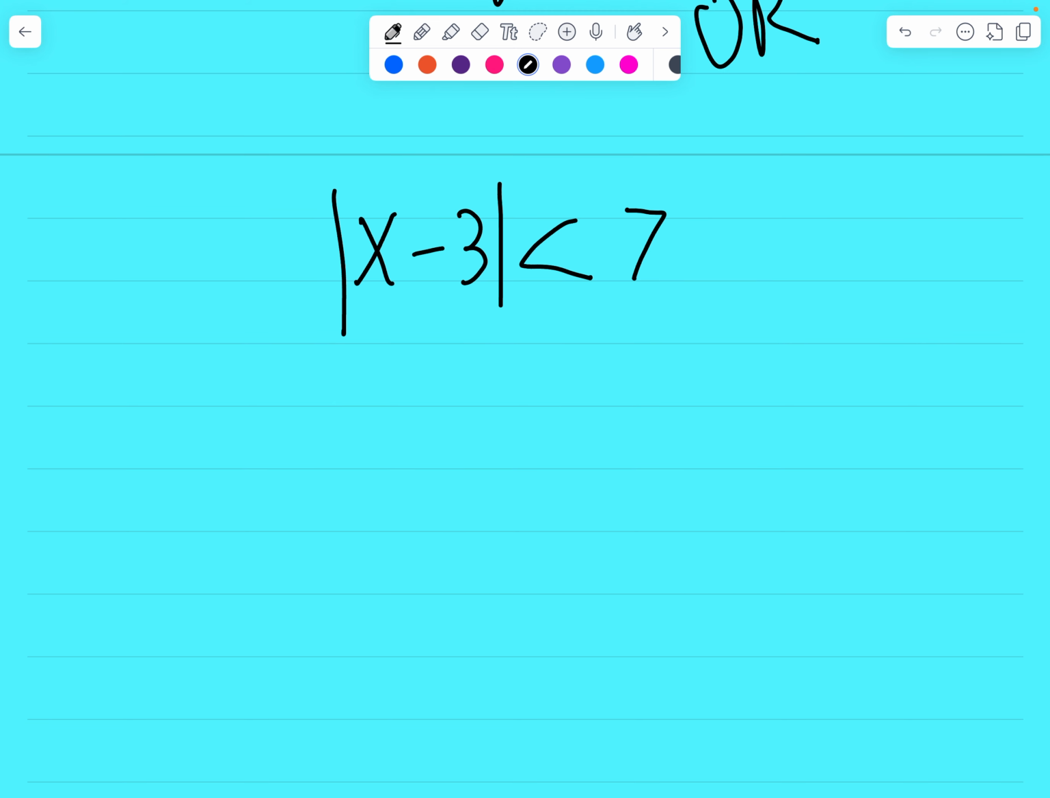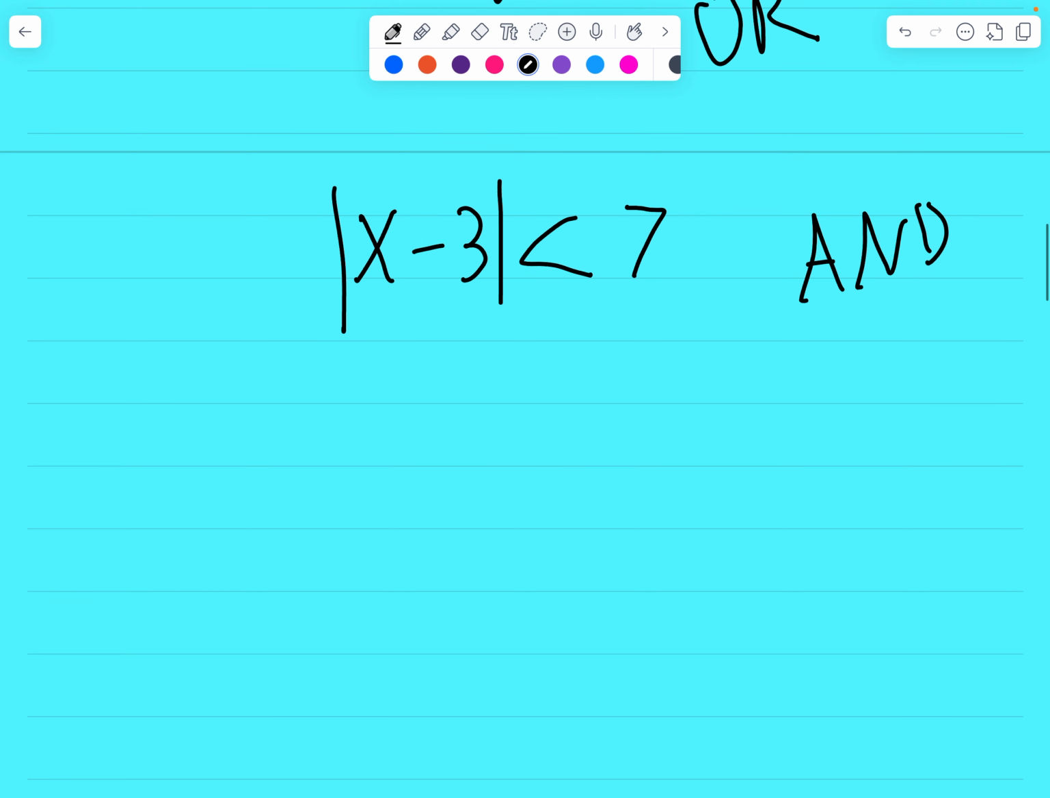We have the absolute value of x minus 3 is less than 7. This inequality says the expression x minus 3 is within 7 units of 0, right? So we're going to set up an and, because we're dealing with a less than as well. So you have negative, let's write it out. So you have negative 7 is less than x minus 3 is less than 7. You're going to add 3 to both sides.